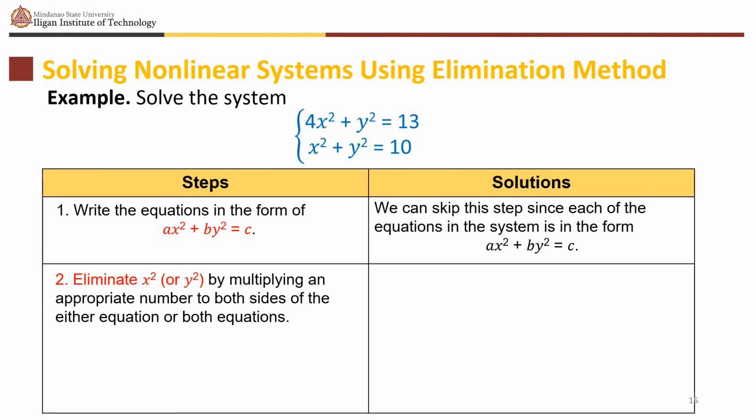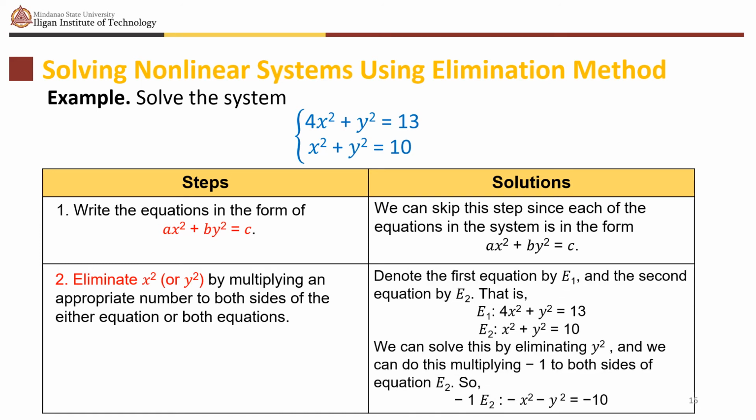Then eliminate x squared or y squared, whatever the case may be, by multiplying an appropriate number to both sides of either equation or, if necessary, to both equations. Then denote the first equation by e sub 1 and the second equation by e sub 2. So in this case, we denoted the first equation 4x squared plus y squared equal to 13 by e sub 1 and the second equation, x squared plus y squared is equal to 10, is our e sub 2.